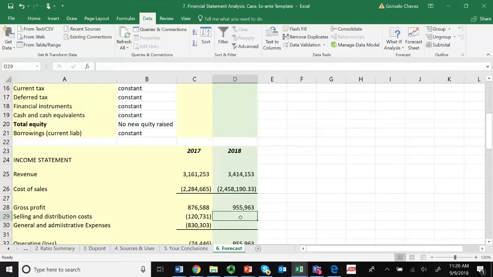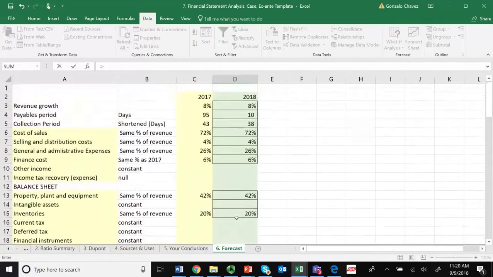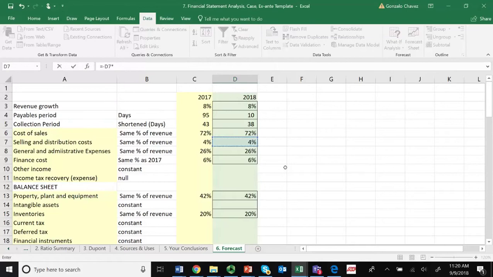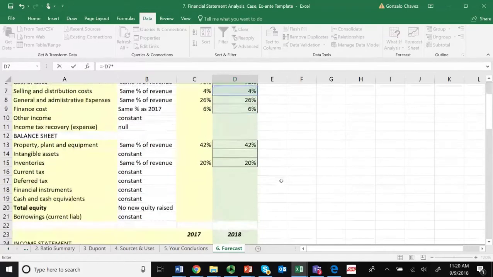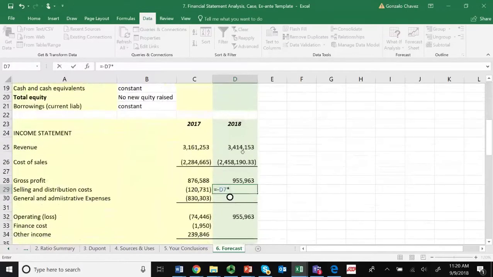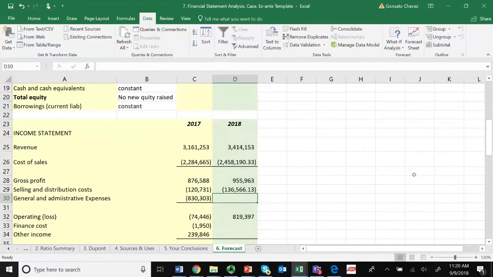Selling and distribution costs. So you know what we're going to be doing there, right? The same thing. This is a cost, so it's going to have a negative sign. Then what is the assumption? Here we are, 4% of, so multiply times. Everything is as percentage of revenue, so percentage times the revenue in 2019. Same thing for, let's give ourselves a little bit more space here.